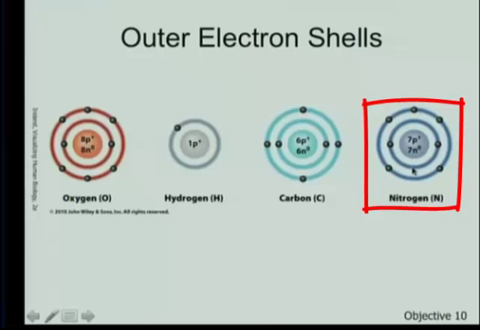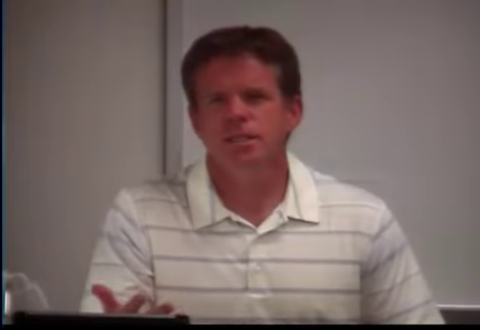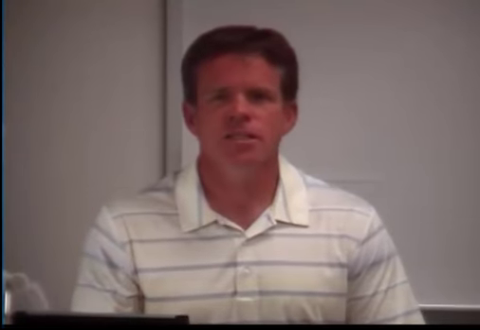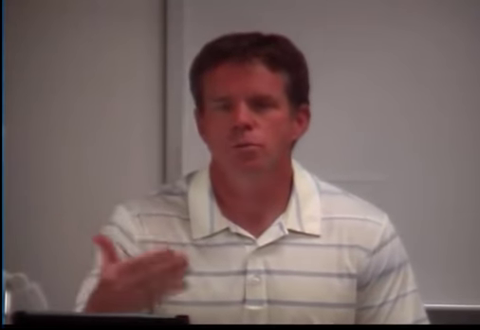Therefore, neutrally charged, 7 electrons, 2 in the first shell, 5 in the second shell. It would love to have 8. Therefore, it would like to add 3 more. So the difference is, very often it says that these shells want to be full.